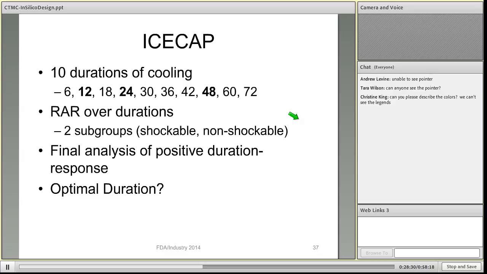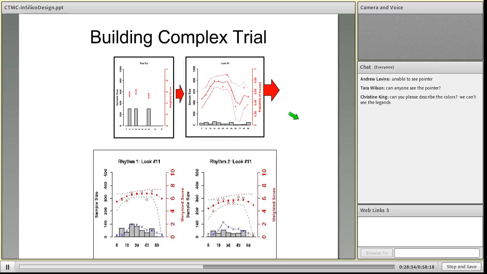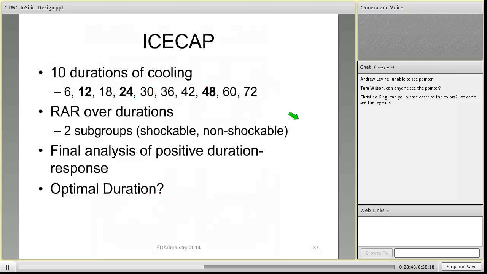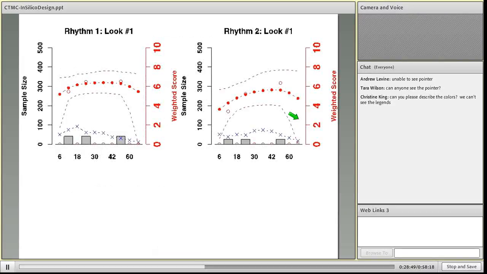The final analysis, because of the duration response model, actually allowed the testing of whether there was a region of increase, which means that cooling works. So we were allowed to make a conclusion that cooling works through a dose response model and allowed selection of optimal duration. So here's what this looks like in simulation.